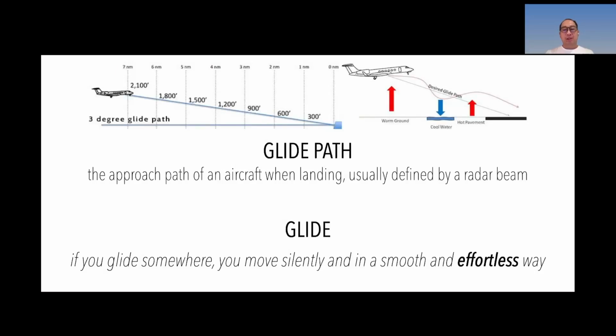Glide path is actually used in the aviation industry. When an aircraft wants to land, it follows a specific glide path, which governs the smoothness of the landing procedure of the aircraft. And the definition of glide is something that must be smooth and effortless, so you don't need to apply any force. It just follows the glide, and it is smooth and also effortless.